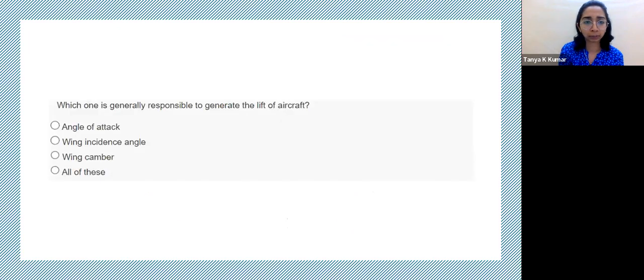So with this, I think we'll begin the questions. The first one is, which one is generally responsible to generate the lift of an aircraft? We discussed that the airfoil, if it goes at a particular angle of attack, it will stall. It will not produce the necessary lift to maintain flight. So we know that angle of attack is one parameter. Look at the other options: wing incidence angle, wing camber. Are all of these contributing towards generating lift?